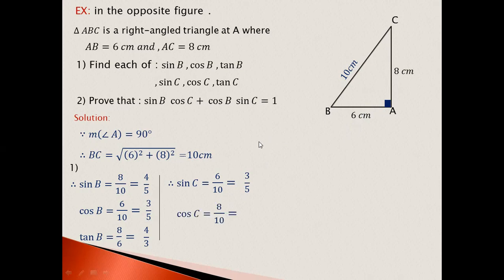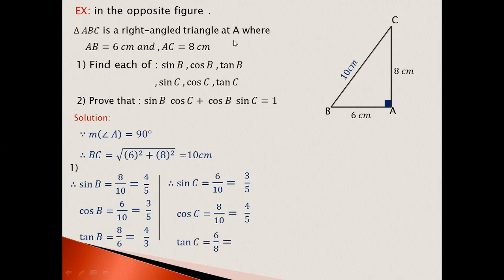And the second trigonometrical function, cosine C, equals the ratio between the adjacent side of the angle C and the hypotenuse. The adjacent side of the angle C is 8 centimeters, and the hypotenuse is 10 centimeters, so it's going to be 8 over 10. And 8 over 10 can be written in the simplest form, 4 over 5, if we divide by 2 up and down.